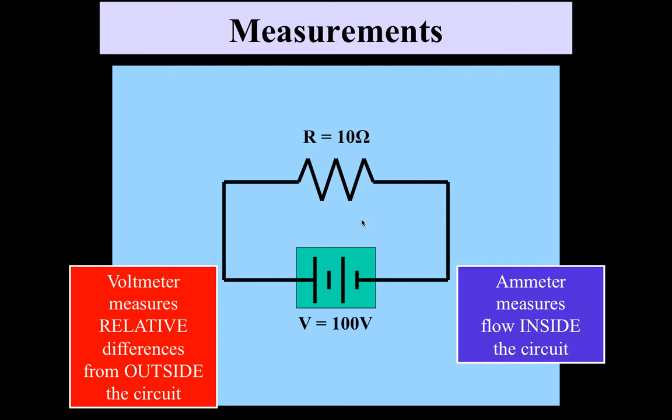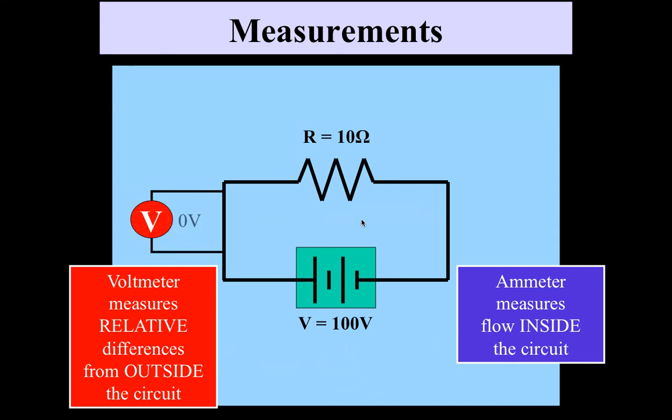When we place voltmeters and ammeters on our circuit, it's important where we place them. A voltmeter must be placed on the outside of your circuit, or else it will not measure voltage. An ammeter must be placed on the inside of your circuit or it will not measure current. This is what a voltmeter will look like, placed on the outside of your circuit. If I place this voltmeter on the outside of my battery, it's going to read the total voltage, which is 100 volts.